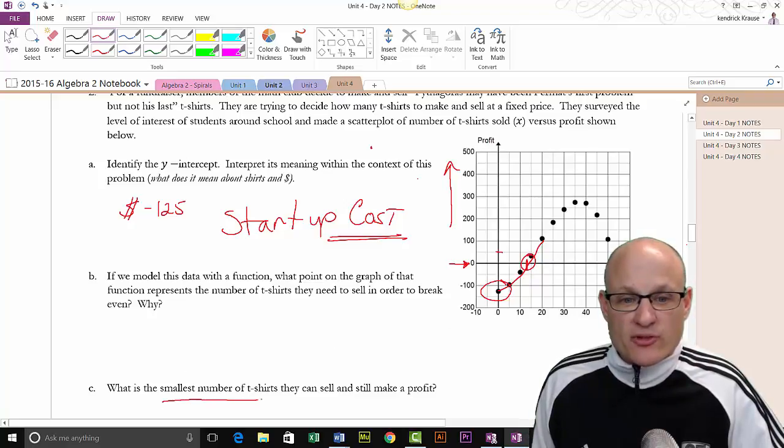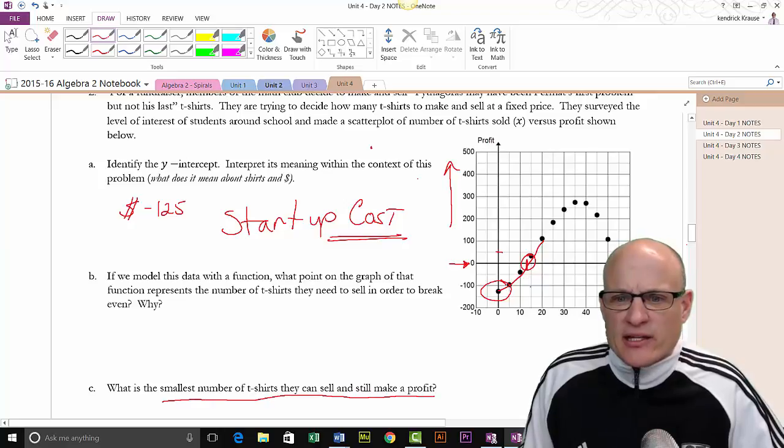And this one says, what's the smallest number of t-shirts they can sell to still make a profit? And it looks like, if these are each five, somewhere between 12 and 13 shirts, I start to break even.